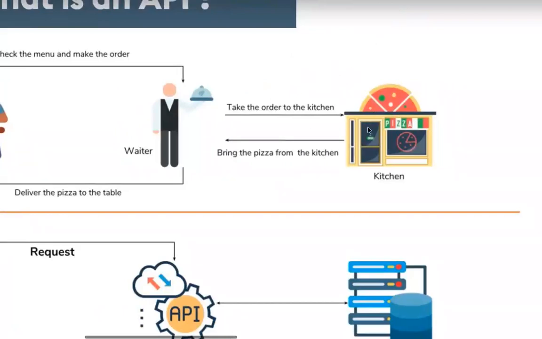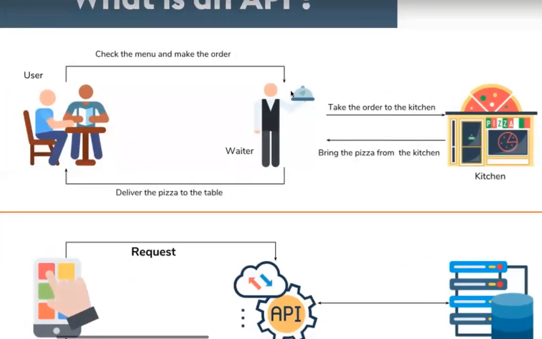So the moment he passes the order to the kitchen, based on your request, based on your order, he is going to prepare the food for you. The same food he is going to pass to this waiter again. This waiter will bring that food from the kitchen, keep it on your table, and serve it. So that means this guy works as a mediator here. You can call him an API.